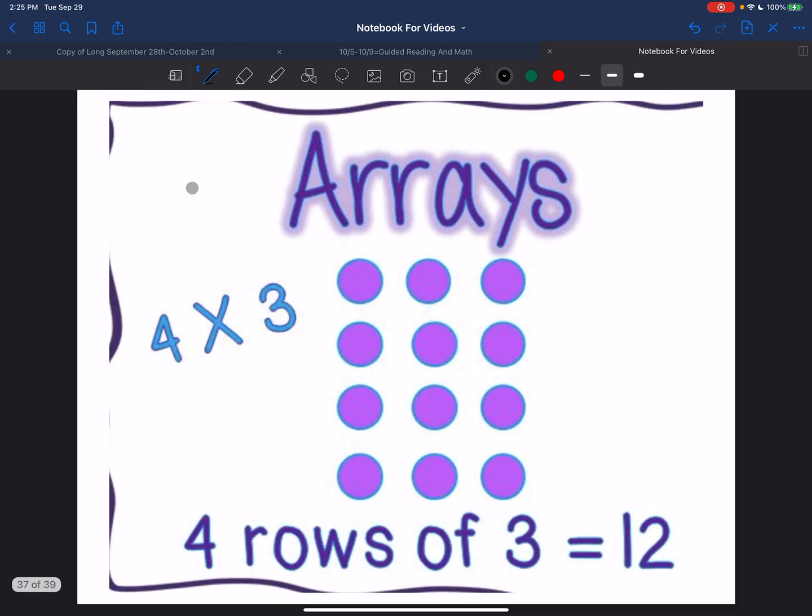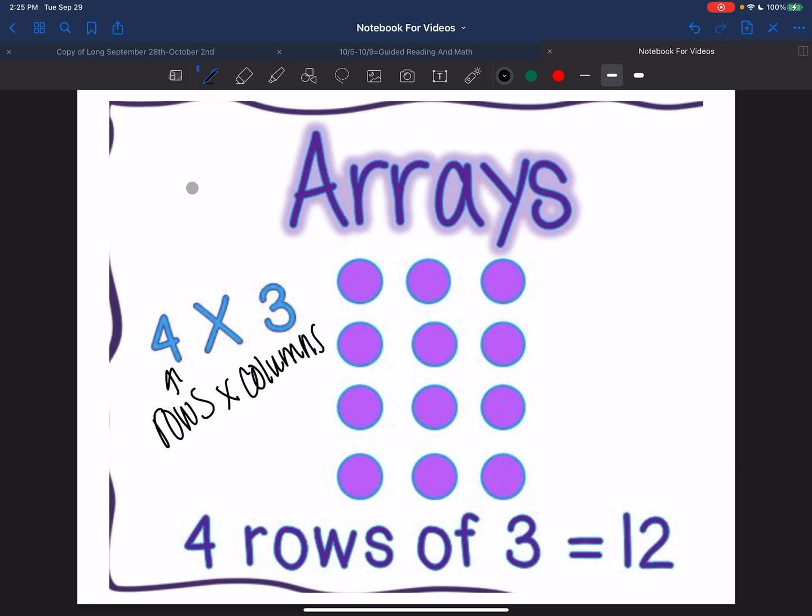All right, so what is an array? Well, an array can be used to help us model a multiplication problem. Remember, the first number stands for rows times columns. Rows go across or horizontally, and columns go vertically or up and down.